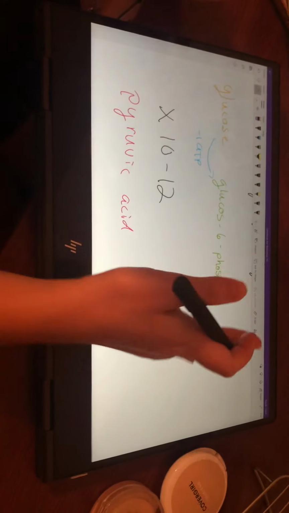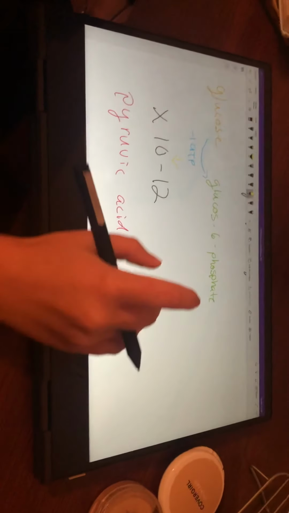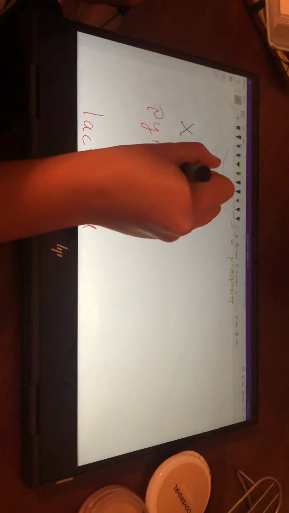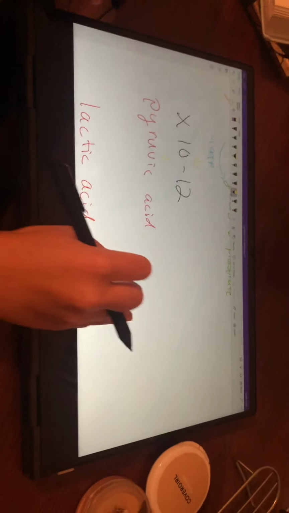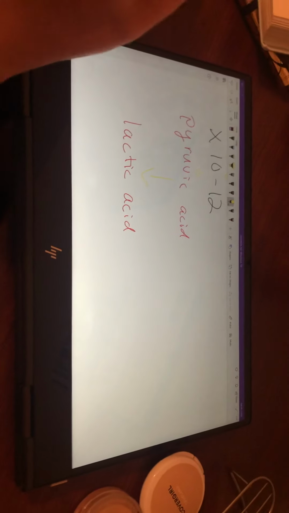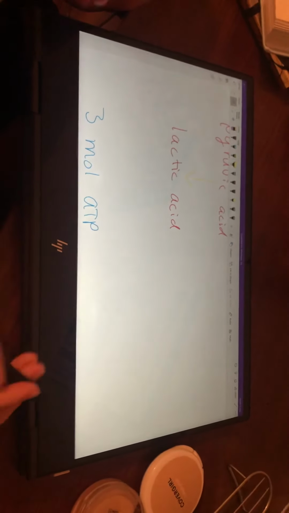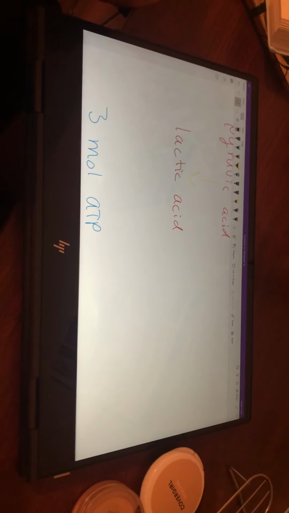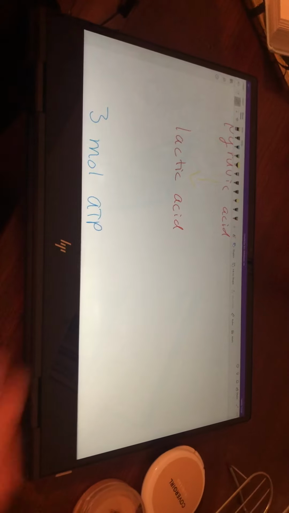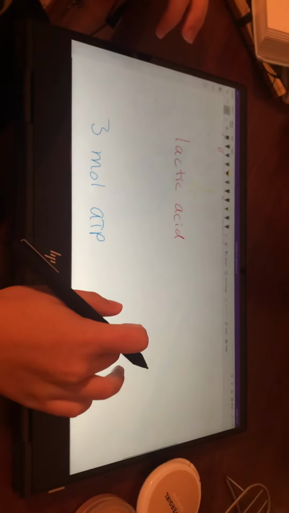Now this process needs to happen about 10 to 12 times in order to make pyruvic acid, which is then broken down into lactic acid. And this is why a lot of athletes start feeling fatigue during long, extensive workouts, because the lactic acid builds up in their muscles, which causes muscular fatigue.